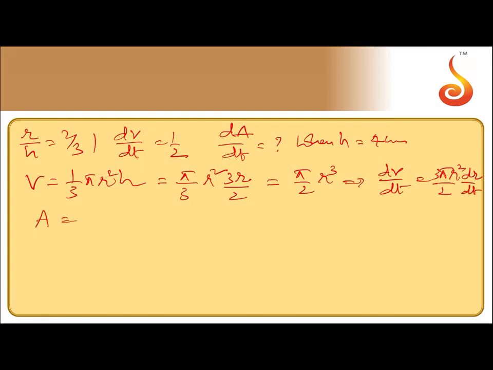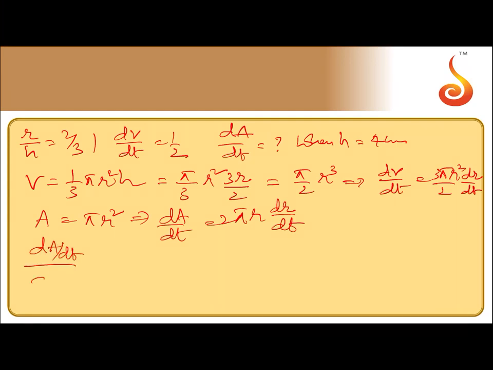Let me consider the area equal to pi r square, because the surface area of the water will be in pi r square form, the circular form. And dA by dt is equal to 2 pi r multiplied by dr by dt. And the ratio of these two, dA by dt divided by dV by dt, 2 pi r dr by dt gets cancelled. So 3 pi r square by 2, and that is equal to 4 by 3r.